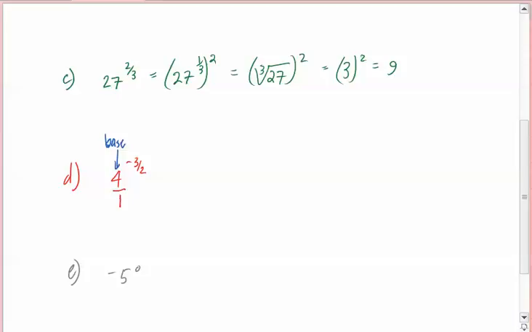Okay? So here it is, and this thing is all raised to the negative 3/2 power. What I'm going to do is take care of the negative first, and then I'll deal with the 3/2. Okay? I'm going to deal with the negative first. We deal with them separately.